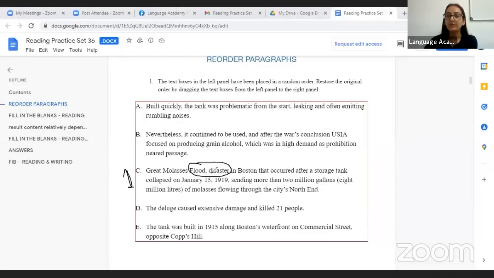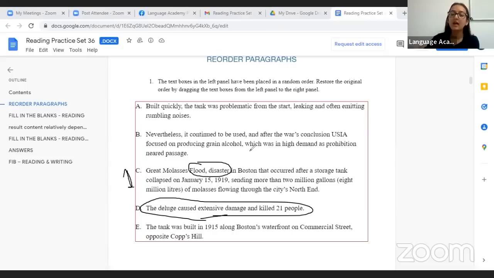Then a lot of you have not written the D sentence with it, whereas it clearly said the deluge caused extensive damage and killed 21 people. And you have linked this sentence with all the other sentences, whereas none of the sentences talk about any severe damage or anything occurring. So unless and until you are talking, then you start talking about the tank was built in this year, the tank was leaking from the very beginning, and the tank was being used to produce alcohol.